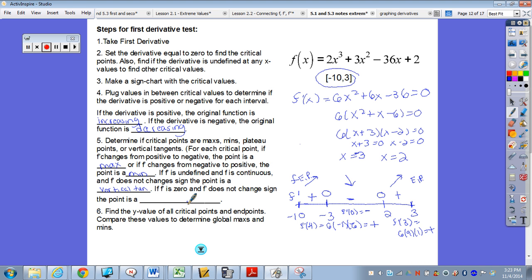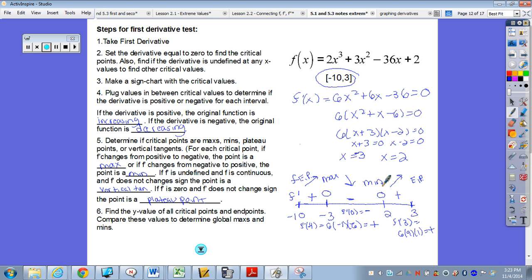And if f prime is 0 and it does not change sign, then the point is a plateau point. It's just reviewing all the things we just went over. You can see it if you look at this. If you trace and you go up and then you go down, this point has to be a max. So if it changes from increasing to decreasing for the function, it's a max. From decreasing to increasing, this point has to be a min.